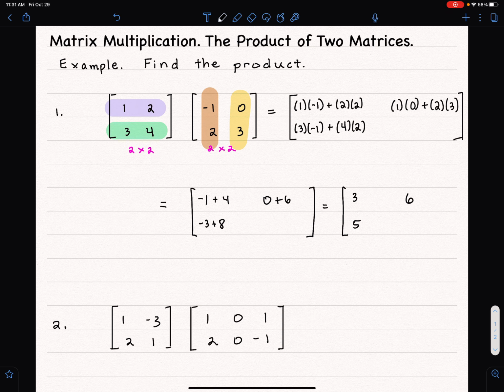So I have 3 times 0 plus 4 times 3. That gives 0 plus 12, and that gives 12. And what I see also is that for this to work, we have to have the number of columns of the first matrix equaling the number of rows in the second matrix. And then, moreover, these two outside numbers become the dimensions of the product.